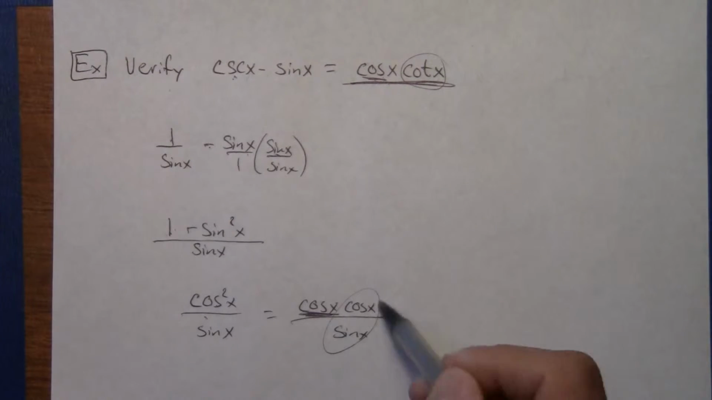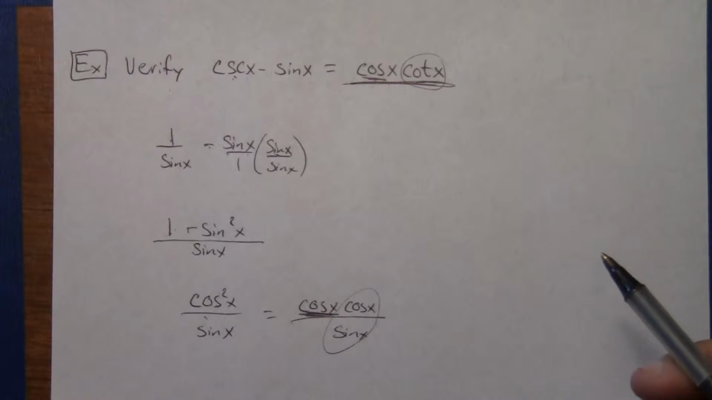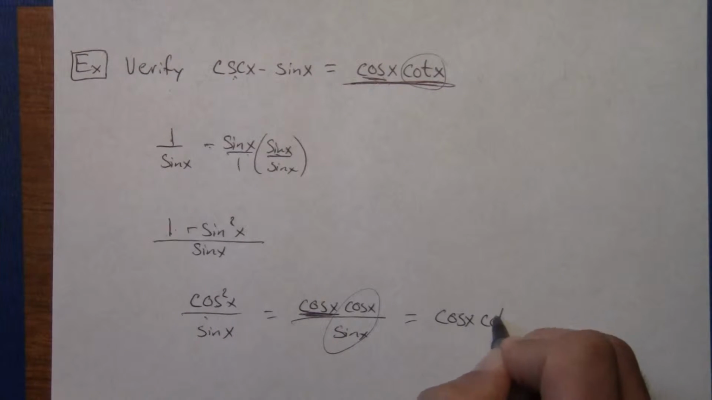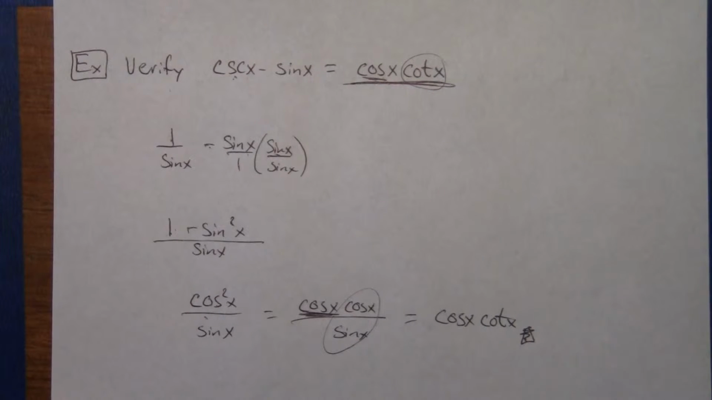Now I need a cotangent. Sure enough, that is cotangent. So now I can say that, yep, I've got cosine x, cotangent x. I am done.